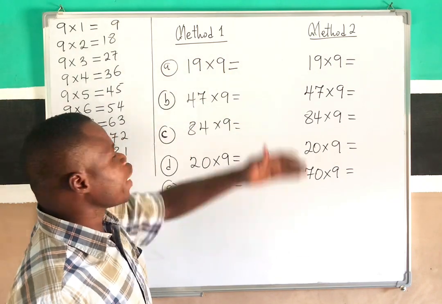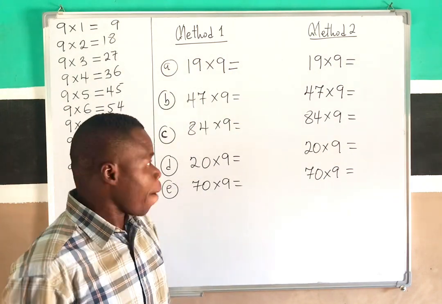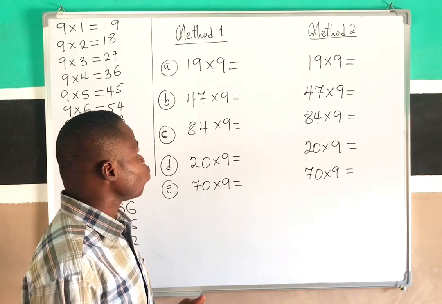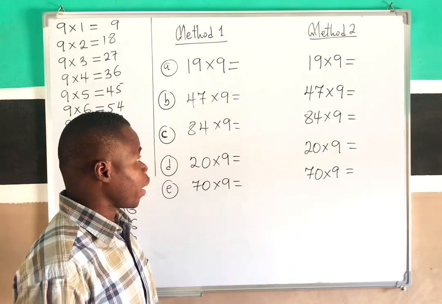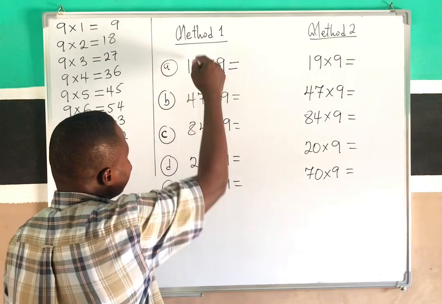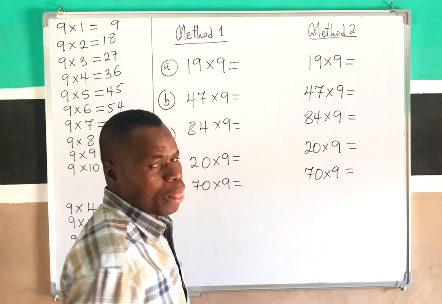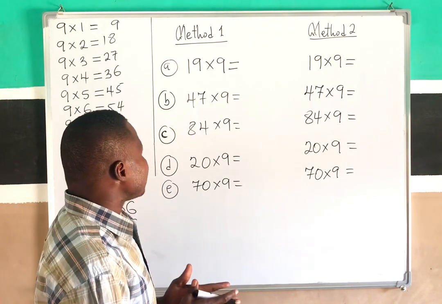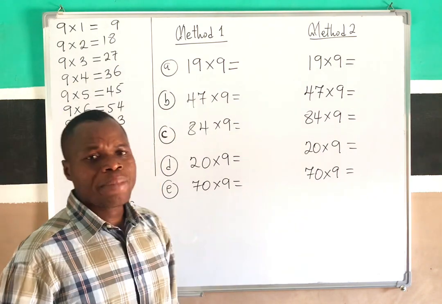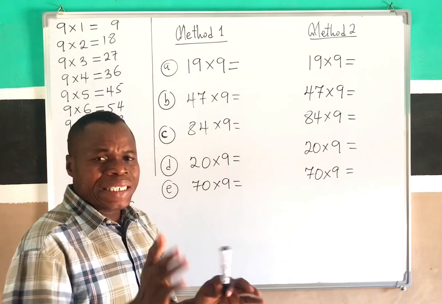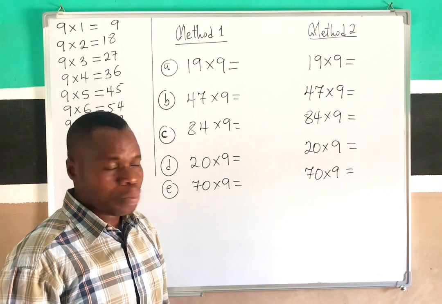Here, I have two digit numbers multiplying by 9. And I'm going to use two different methods here too, so that you see how the whole thing will be, or the one that you pick and use. So let's look at method 1. 19 times 9. To multiply 19 by 9, or any two digit number by 9, just check the last digit. If the last digit is not 0, this is what you do.